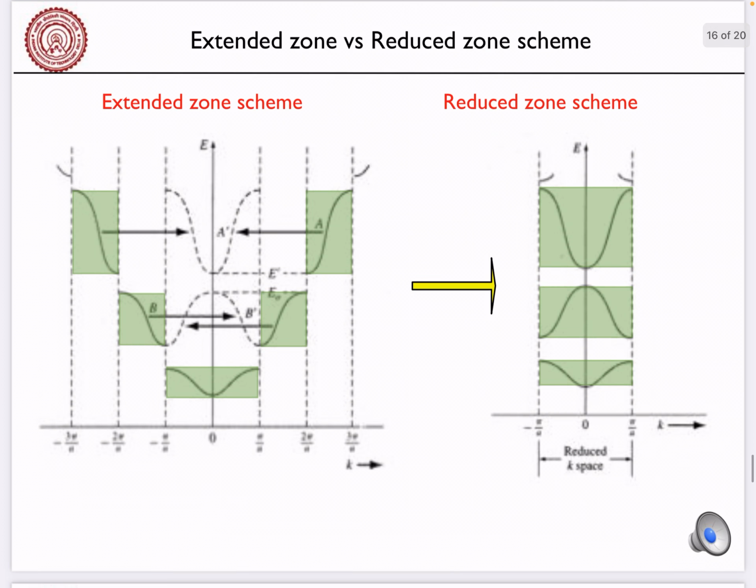This is what I show. I am showing an extended zone scheme. That means I have defined Brillouin zone 1, 2, 3, etc. Let us concentrate on the left side of the figure.